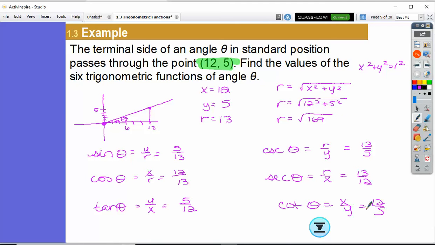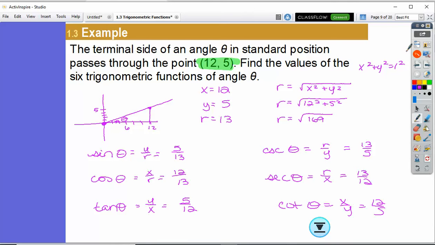You guys ready for one? When you're working the problems, you don't have to write sine equals y over r. You can just say sine equals 5 over 13. I just wrote the definitions to help us learn them. Repetition.